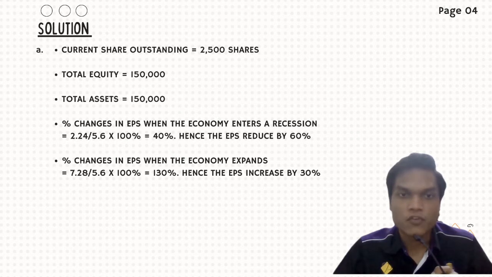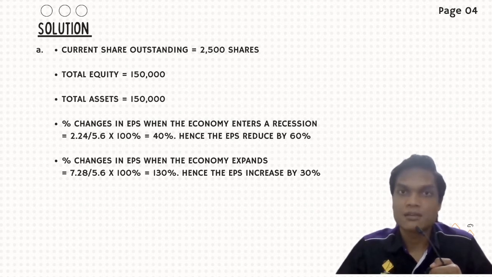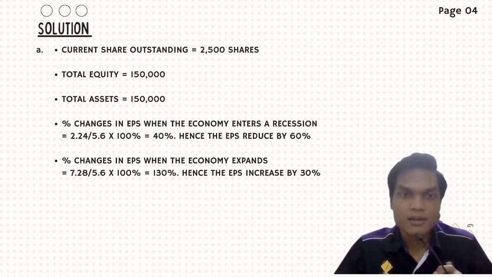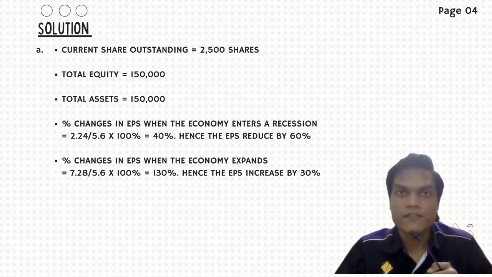It will be 40%. This shows that the EPS is reduced by 60% if we enter the recession condition. For the economic expansion condition, the change in EPS will be 7 ringgit and 28 cent divided by 5 ringgit and 60 cent times 100%. It will be 130%. This shows that the EPS has increased by 30% if we enter the expansion condition. That's all from me. Thank you.